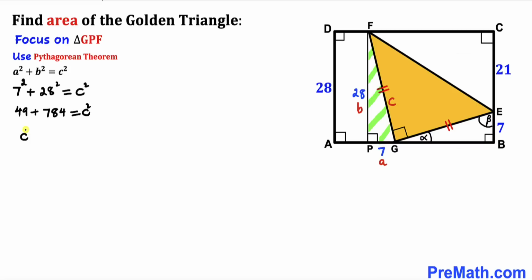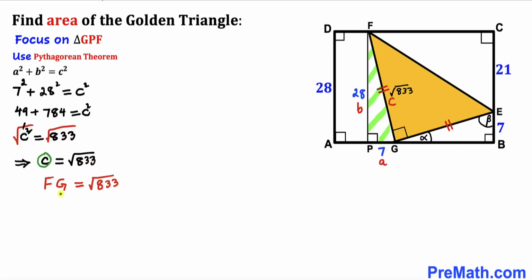So c squared turns out to be 833. Let's go ahead and undo this square by taking a square root on both sides, and we can see this square and square root undo each other. So our c value turns out to be square root of 833. And now we can see that this c represents this side length FG. So our FG length turns out to be square root of 833.